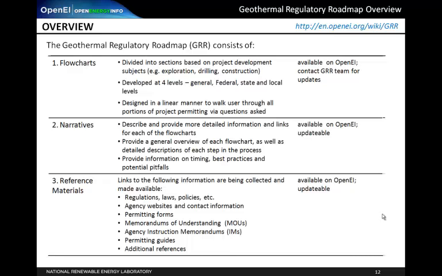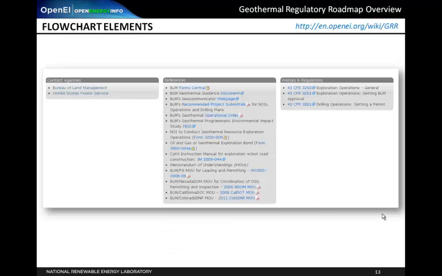The third part of the regulatory roadmap is the reference material. Like the flowcharts and narratives, the reference material can also be found on OpenEI. The reference material lists provide links to many types of information. In the first column, you'll see agency websites and agency permitting contact information.